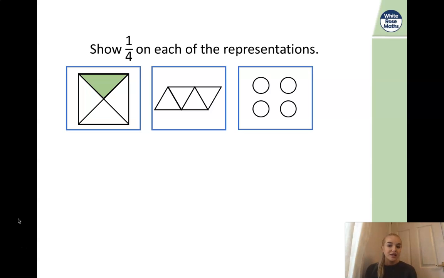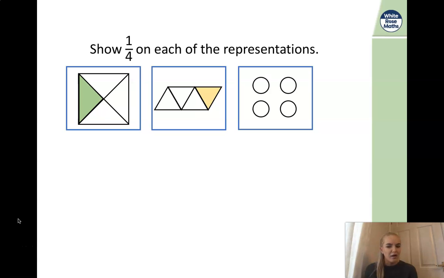Now you might have shaded in this part, or this part, or this part, or this part. But as long as you've just shaded in one part of your 4 parts, you have done it. Well done. So number 2, again, we have 4 parts. You could have shaded in this triangle, or this triangle, or this one, or this one. But again, should I have shaded in 2 triangles?